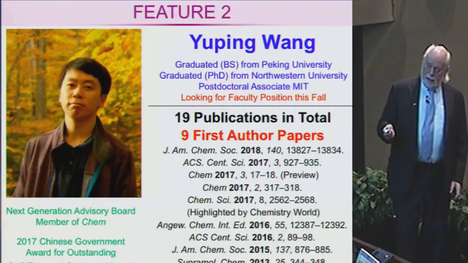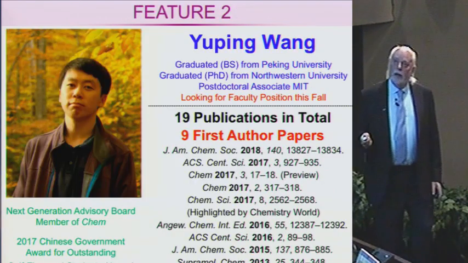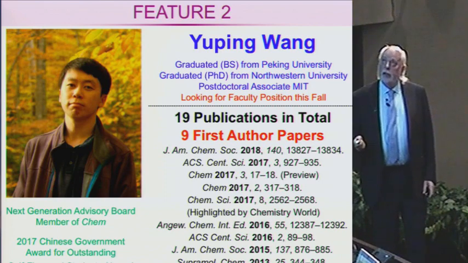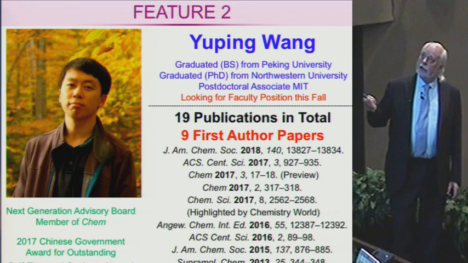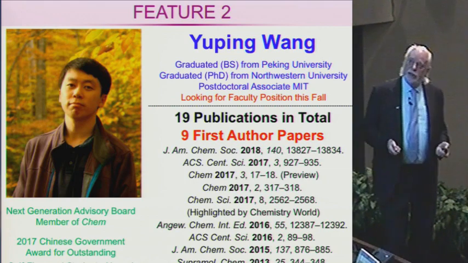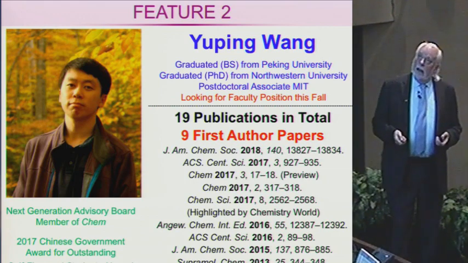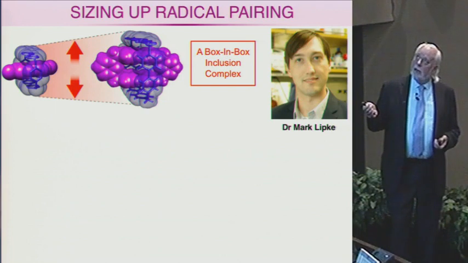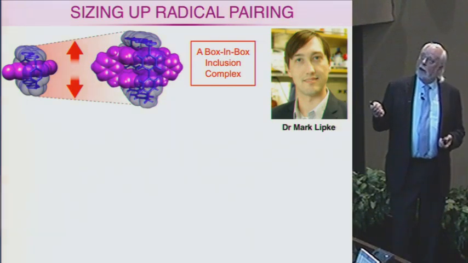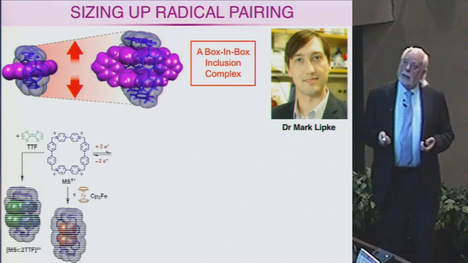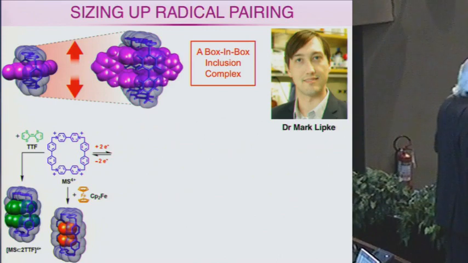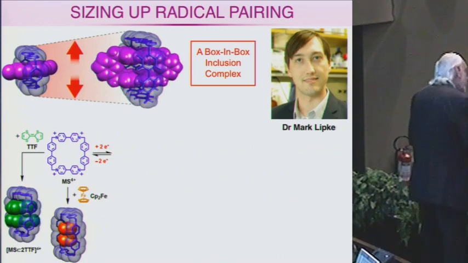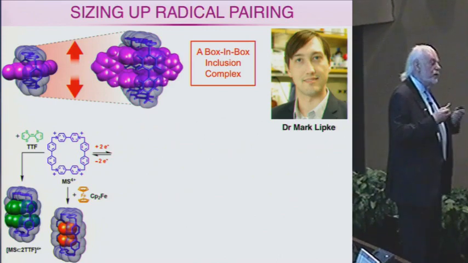And this is thanks to this, again, very brilliant chemist, this time from China, Yuping. He is now at MIT as a postdoctoral associate, and he is out in the market looking for an academic position in the US this year. Here is someone who is now in an academic position, an all-American boy, Mark Lipke. He came from Berkeley. And I want to emphasize that all of this is kind of post-Nobel, and so these young people have complete freedom just to essentially be creative.